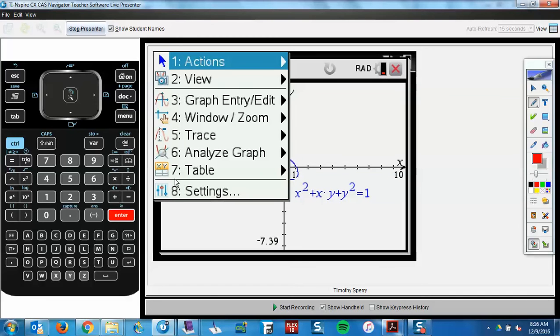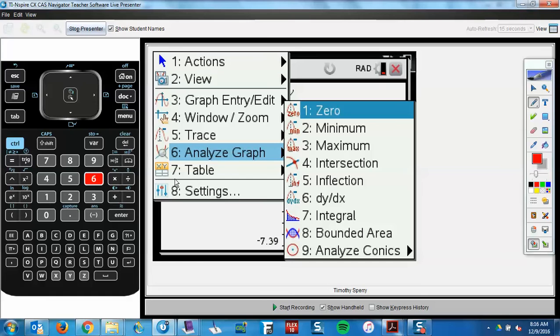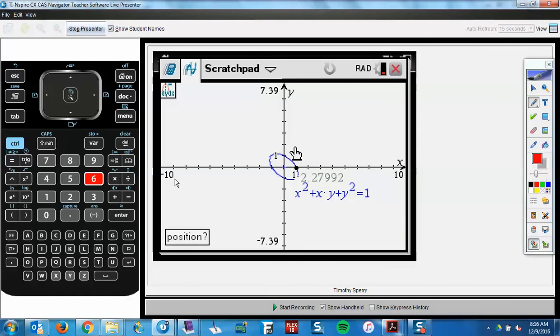Go to the menu and then analyze graph, and then dy dx, which is your derivative right there. Okay, and then we wanted the derivative at 0, 1. So just type in a 0, Tim. Just type in a 0, hit enter. And see, it gave him that point there. Do it again, because there's 2 points at 0, so that slope is -1/2.